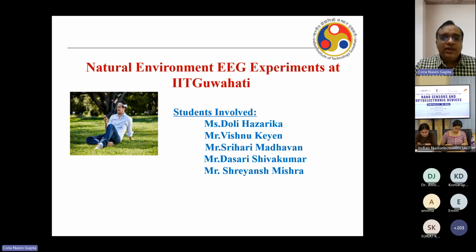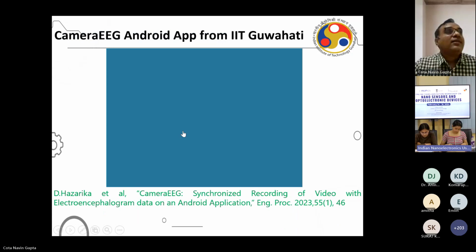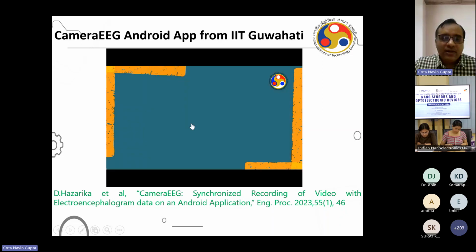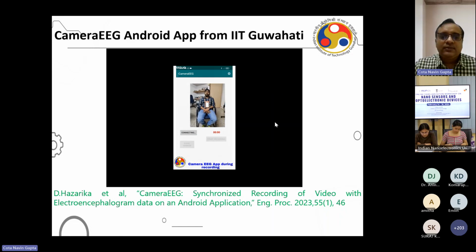Okay. So I'll just quickly run through some work which we are doing at IIT Guwahati. We are looking at EEG experiments in natural environments for healthy people. If someone wants to get their brain signals recorded when they are on the move during daily life activity, we have a system wherein both the camera and the EEG data are being recorded, and we are trying to do some analysis on the smartphone.